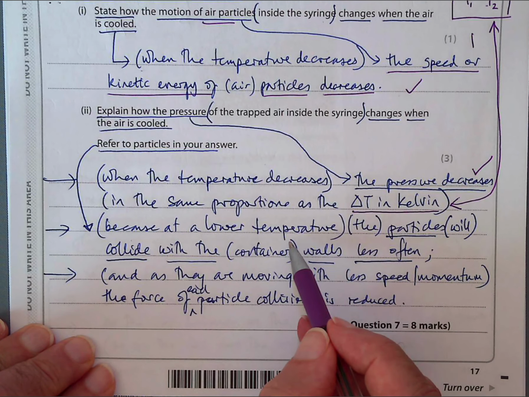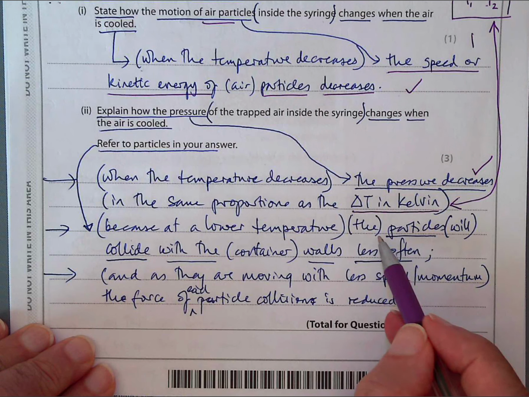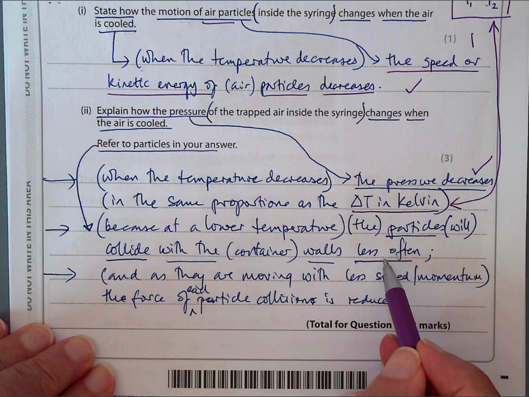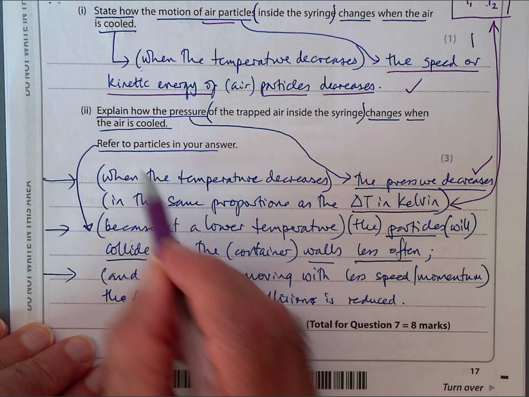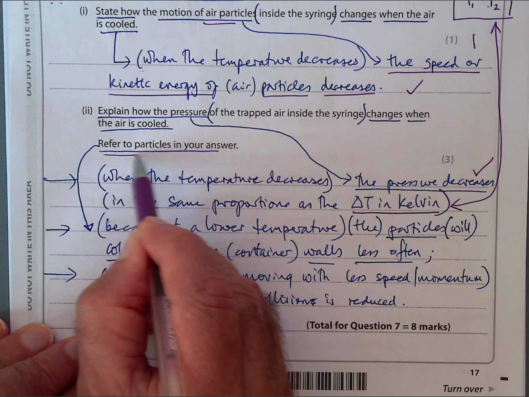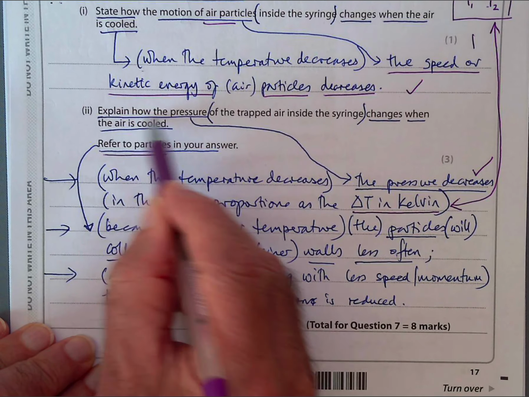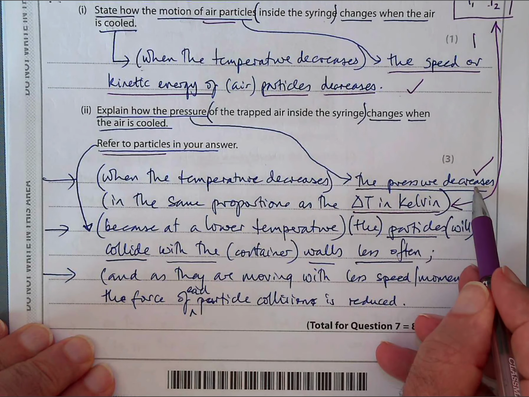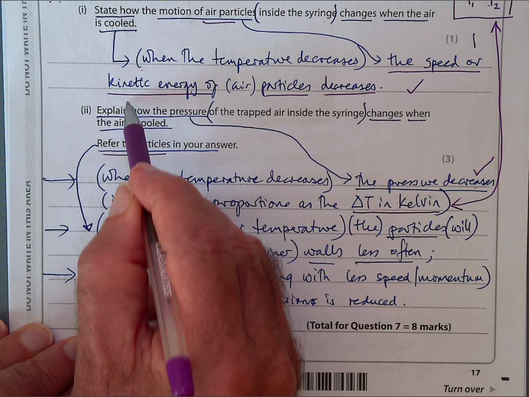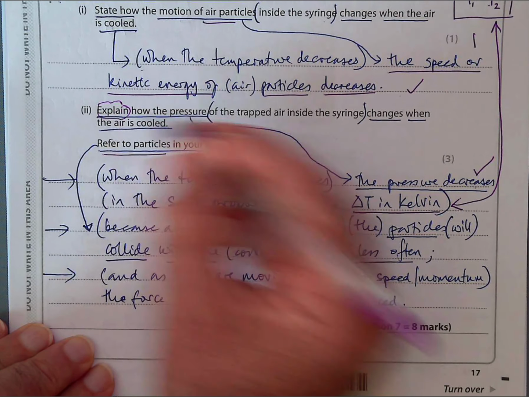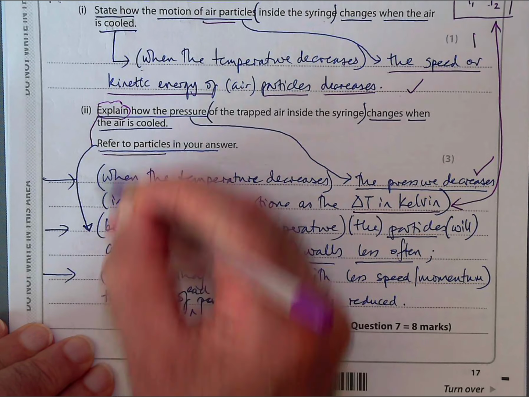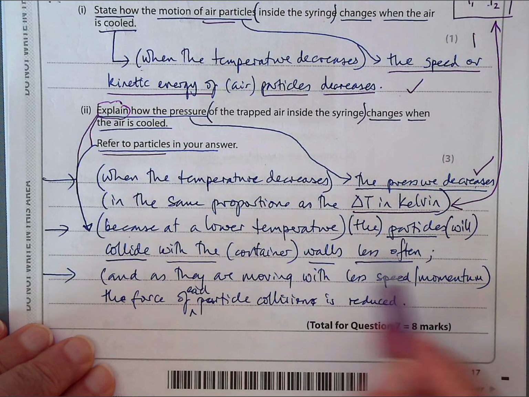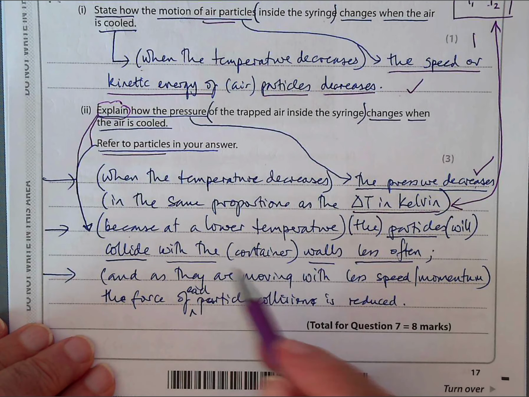Because at a lower temperature, yeah, the particles will collide with the container walls less often. So it's the same point we mentioned before, because this is about referring to particles. Okay, this is explaining how pressure changes when air is cooled. Pressure decreases. Why? Explain why, referring to particles. Okay, because the particles will collide less often. With what? With the container walls.